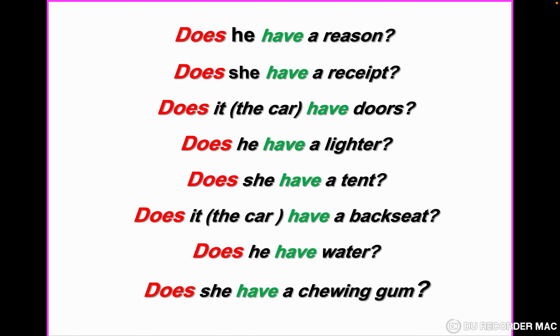Does it or does the car have doors? So it or the car. Does he have a lighter? Repeat after me. Does she have a tent? Does it or the car have a back seat? So the seat in the back. Does he have water? Does she have a chewing gum? Try to repeat them to learn them by heart.